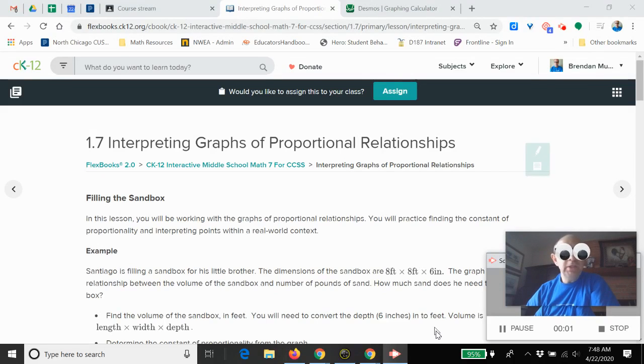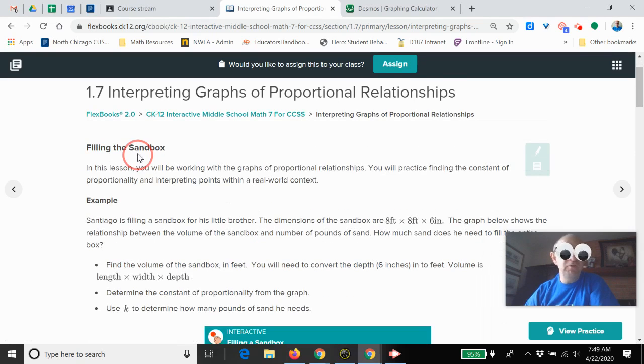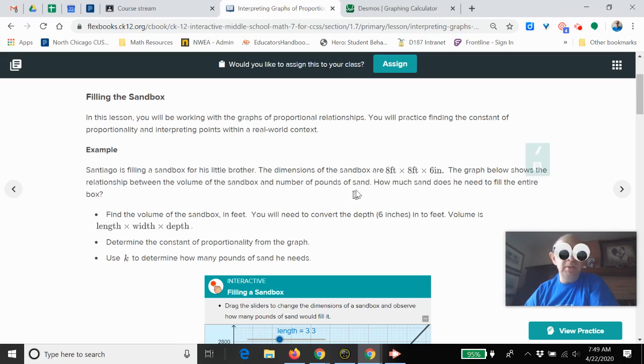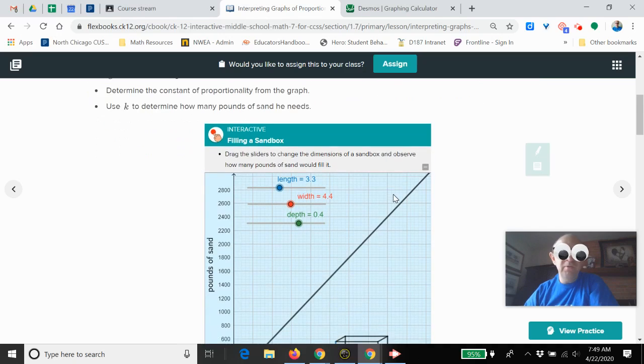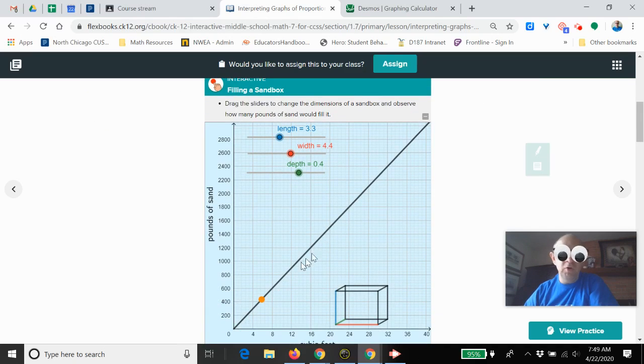Hello, I see you. Let's take a look at the next section, interpreting graphs of proportional relationships. So let's say we're filling a sandbox, and this sandbox was 8 feet by 8 feet by 6 inches, and we're filling it with sand. And someone has been nice enough to draw a graph.